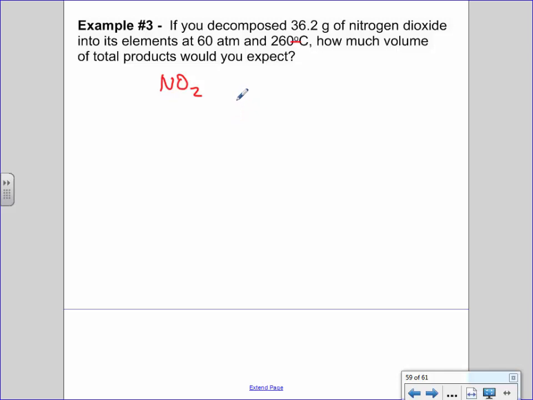If you decompose it into its elements, what's it going to make? It'll make nitrogen, which is diatomic, and it'll make oxygen, which is also diatomic. Why am I bothering to write this down? What do I need from this exercise? I need a balanced equation, right? So put a 2 here, put a 2 here. They're all gases.